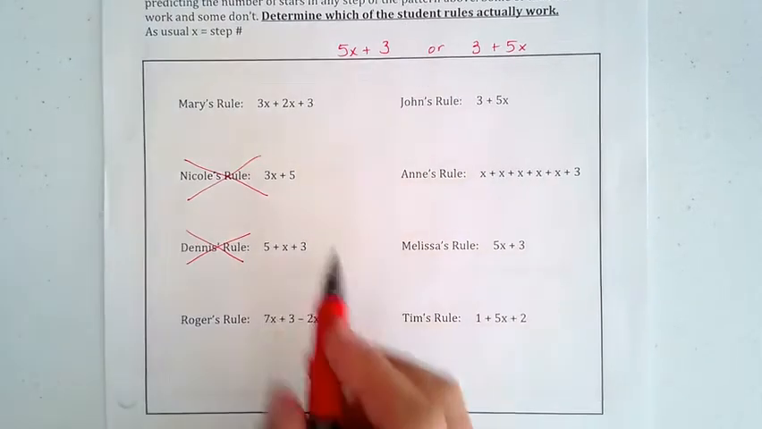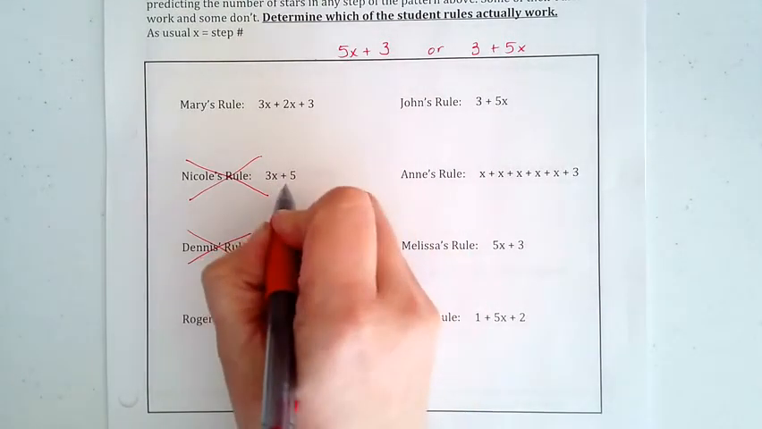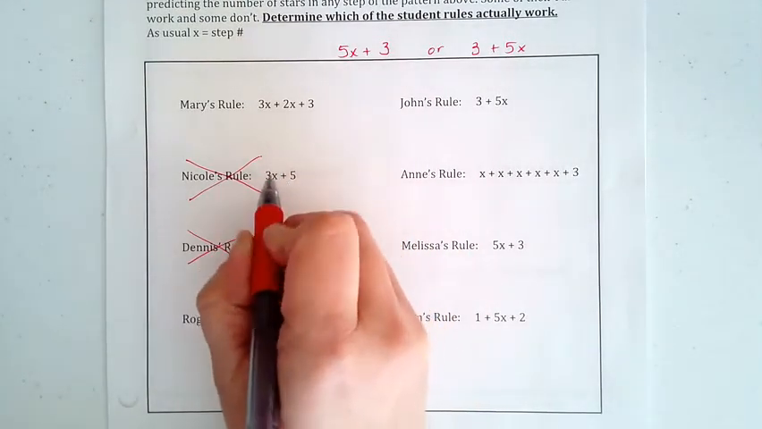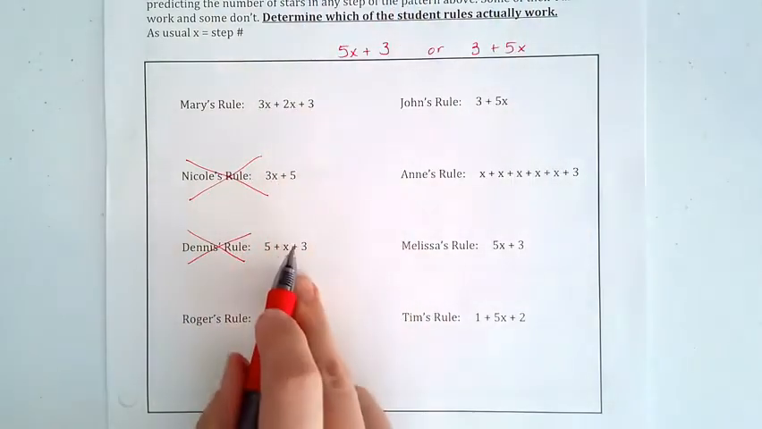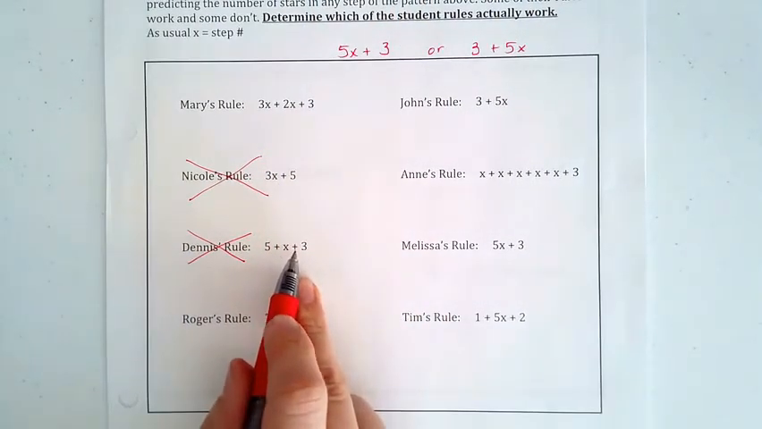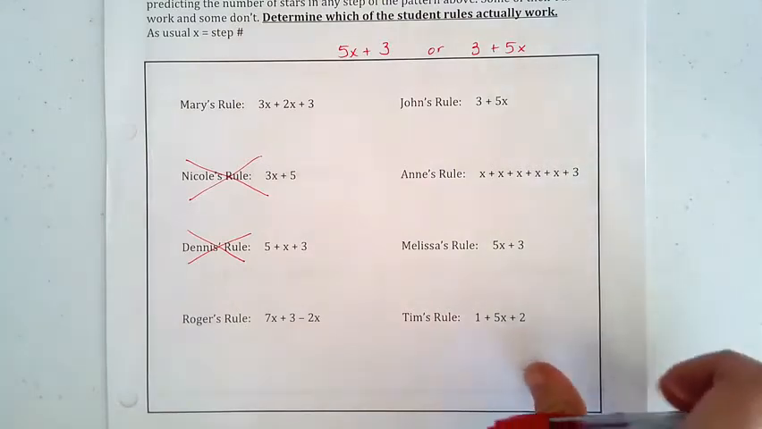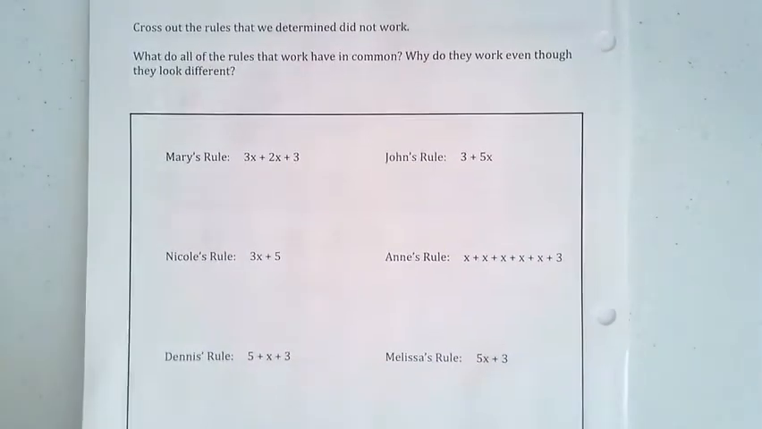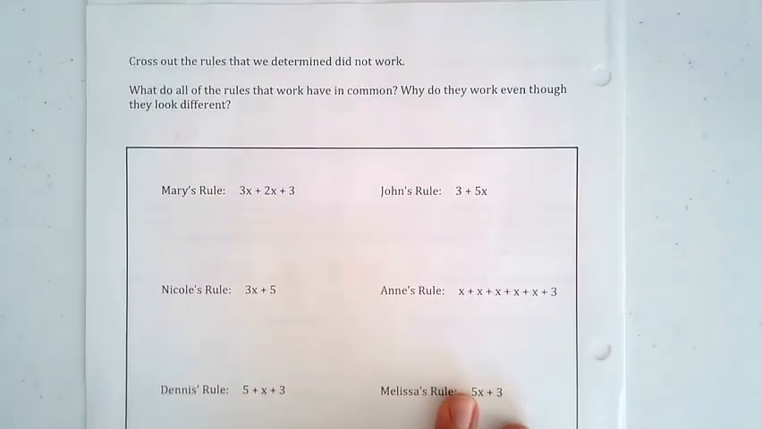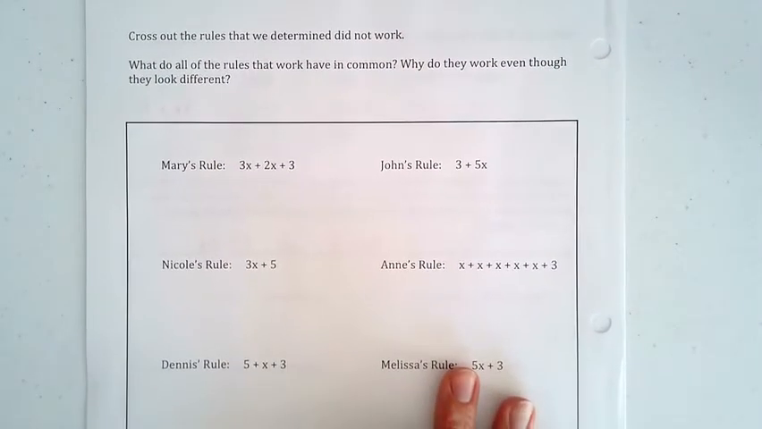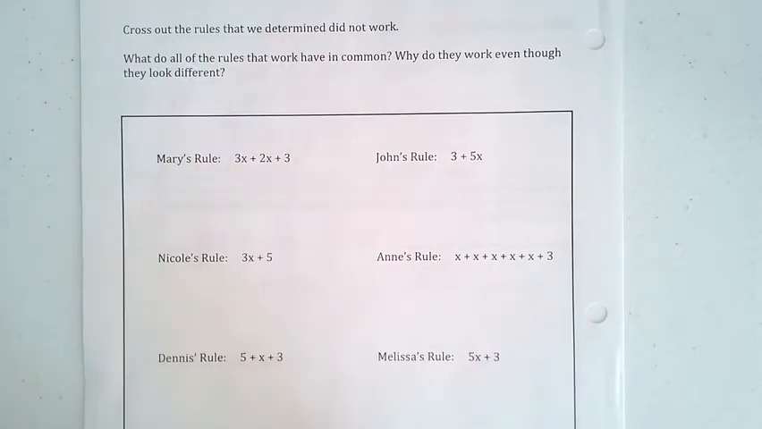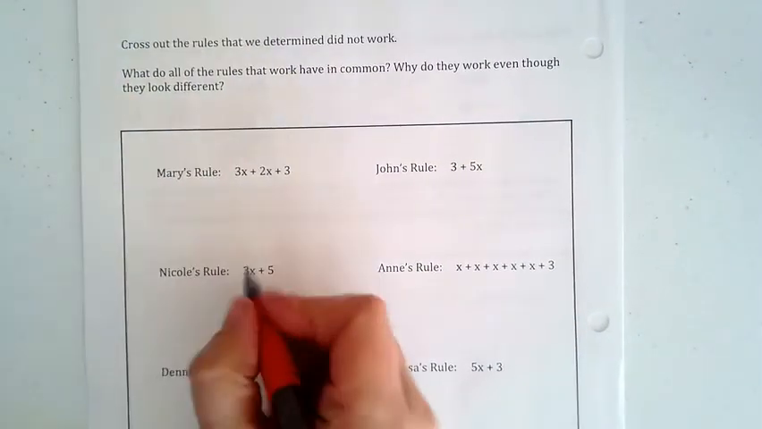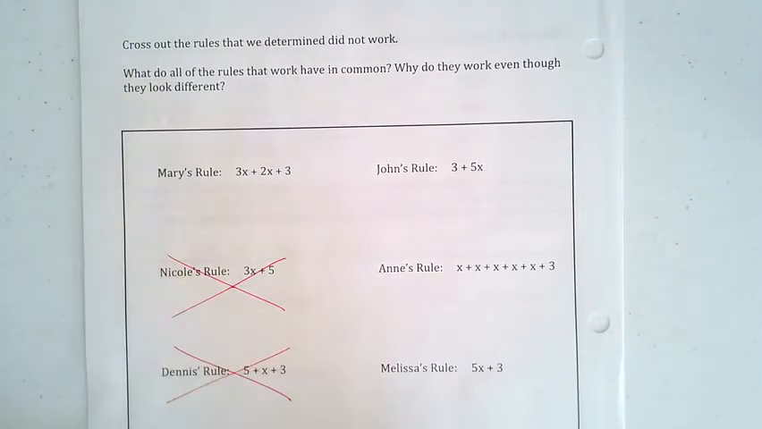Okay. Now, one reason why Nicole's doesn't work is if I tested it with any of the patterns up above, I'm not going to get the answer that I wanted. Okay, now let's take a look at the back. So if we flip over our page, it says cross out the rules that we determined did not work. So we determined Nicole and Dennis's rule did not work. So I'm going to cross Nicole and Dennis's rule out.